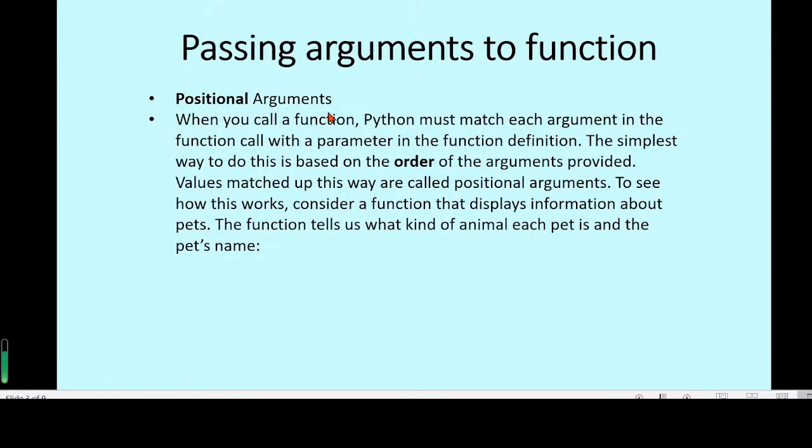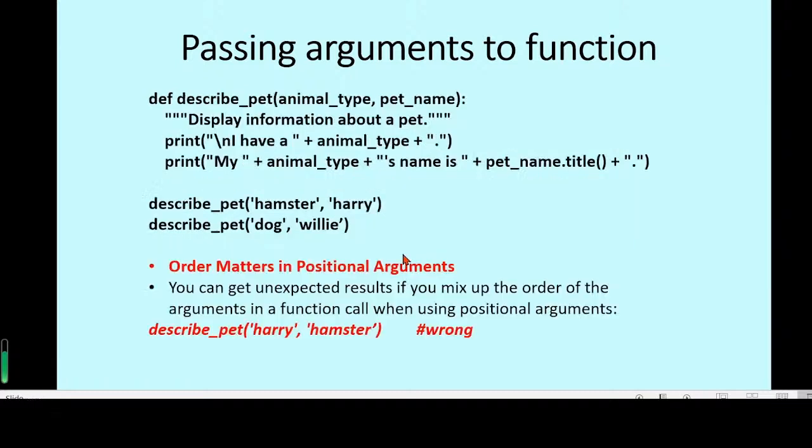So, positional arguments. When you call a function, Python must match each argument in the function call with a parameter in the function definition. The simplest way to do this is based on the order of the arguments provided. So values matched up this way are called positional arguments. To see how this works, consider a function that displays information about pets. The function tells us what kind of animal each pet is and the pet's name.